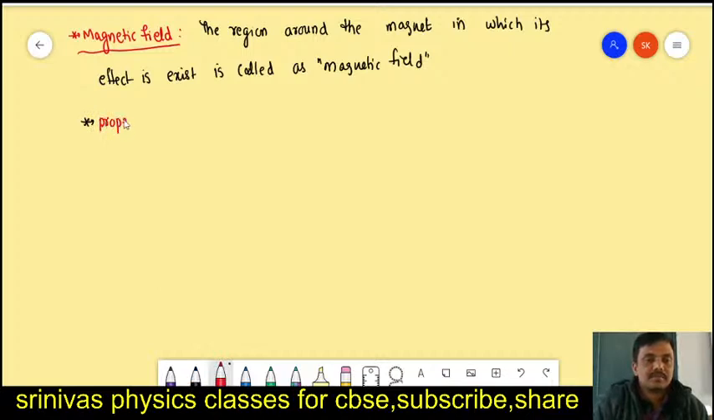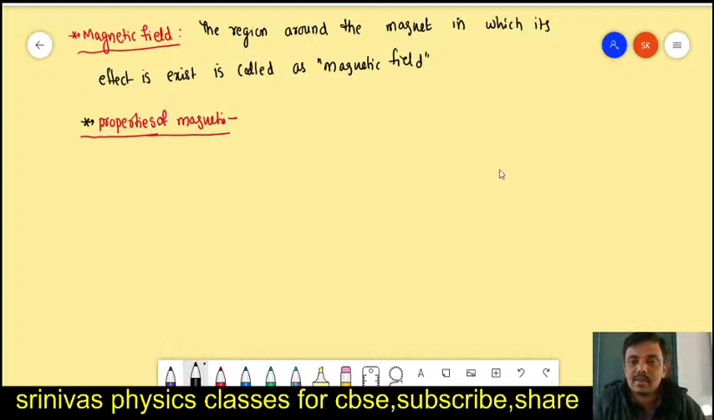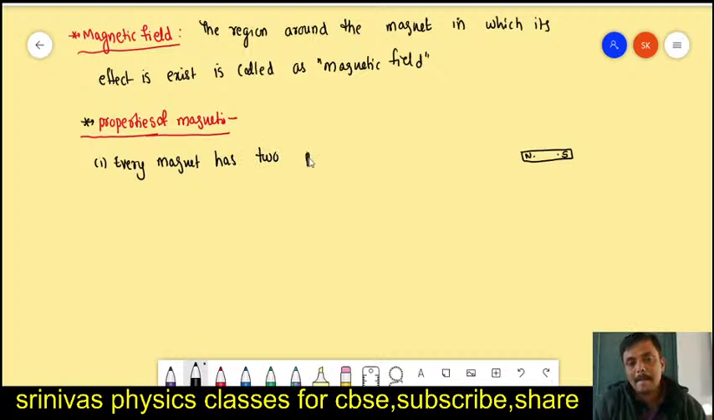Properties of magnet. Basic properties. Okay, you see here, for example, this is a bar magnet. This has north and this is south. Every magnet has two poles. What are they? North and south poles.